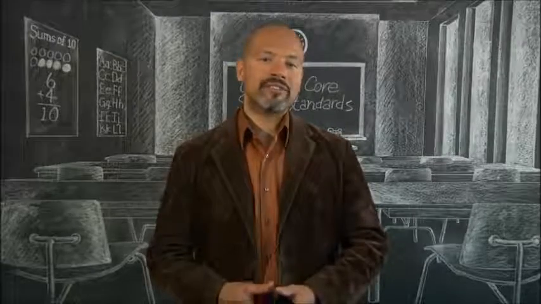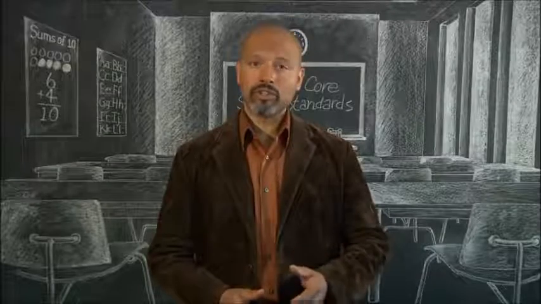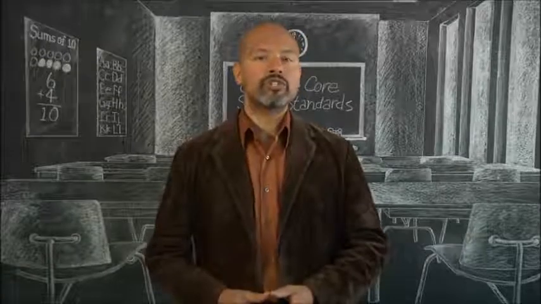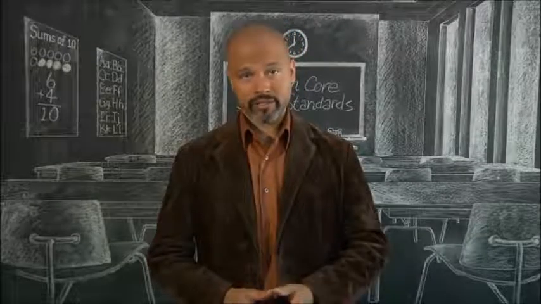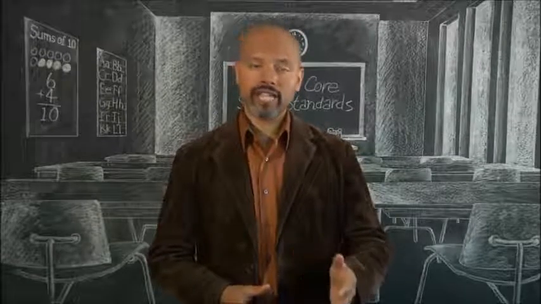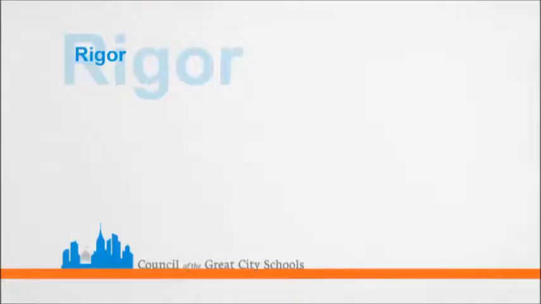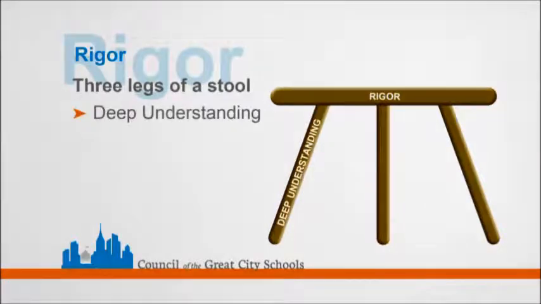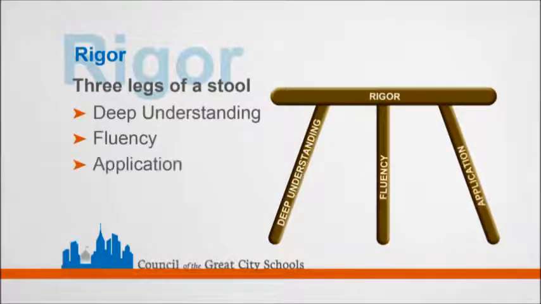Rigor refers to what happens in the classroom, and is about more than just what is taught and what the standards cover. Rigor refers to how teachers teach to the standards, and how students show that they understand what is being taught. Rigor can be thought of as a stool with three legs: deep understanding, fluency, and application. Students will need to master all three in order to build a foundation that supports learning. And each leg of the stool represents a corresponding instructional shift.